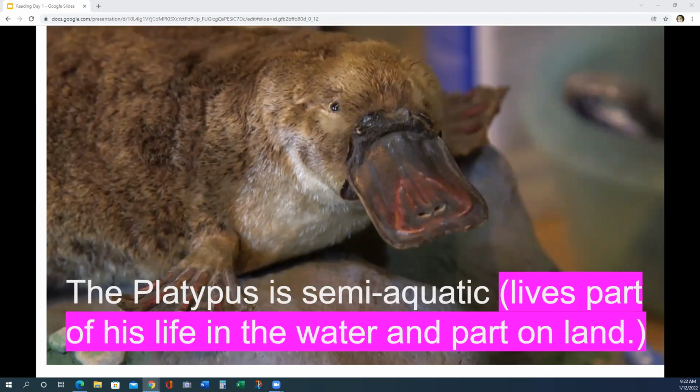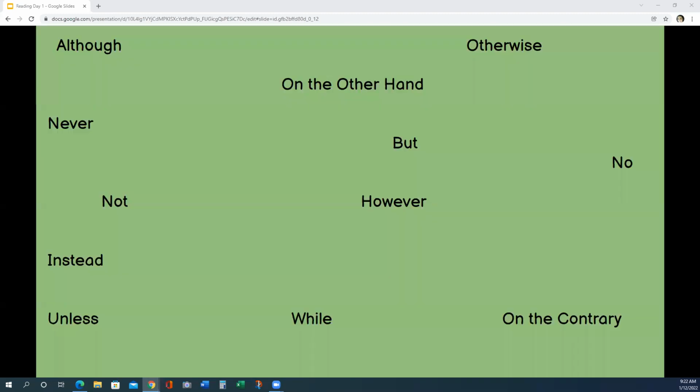Okay. Parentheses can be used to give a definition as well. For this one, for example, the platypus is semi-aquatic. And then in parentheses, they're explaining, lives part of his life in the water and part on land. That is the definition of semi-aquatic. So punctuation can be a big indicator of where the definition can be found.